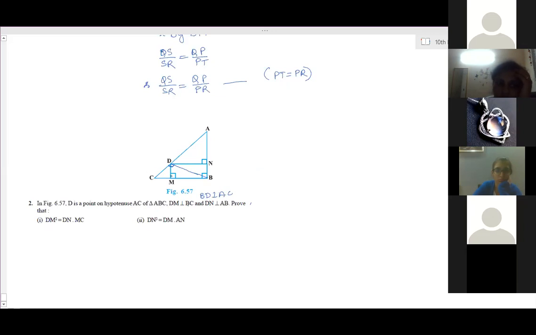Prove that DM square is equal to DN into MC. So you have proved this part. Do you remember? The perpendicular has been drawn. This is A, B, C, and this is D. So when you prove these two triangles similar, what can you prove? If these two triangles are similar and these are perpendicular, then what is the ratio?